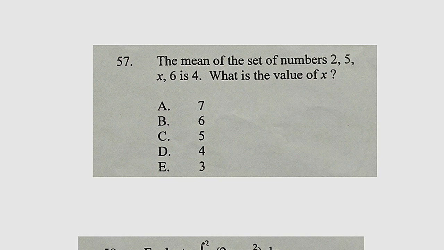Question number 57 reads, the mean of the set of numbers 2, 5, x, 6 is 4. What is the value of x? Remember, mean is sum of items divided by their number. So we are going to add them together. 2 plus 5 plus x plus 6. Then you divide by their number. They are 4 in number. And the result is what? 4.